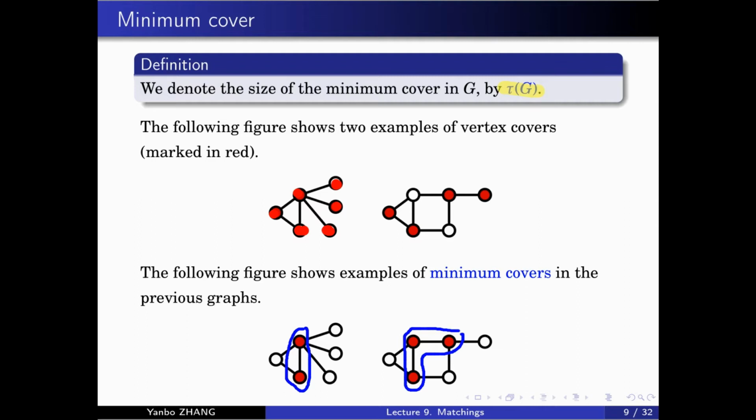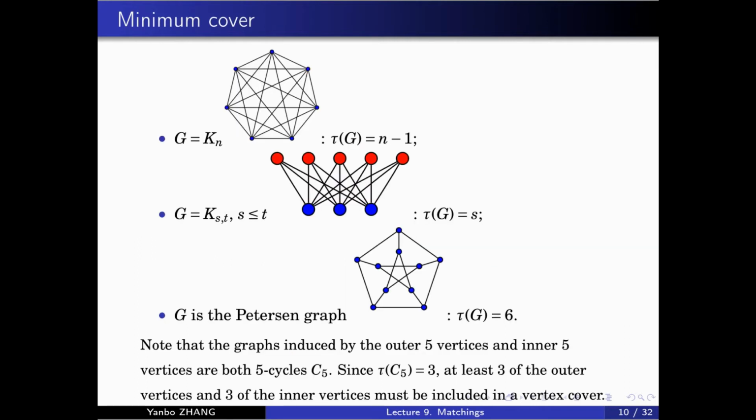Moreover, we cannot find a cover which has 2 vertices or less. So here, the 3 red vertices form a minimum cover, and tau(G) equals 3. Now we calculate the size of a minimum cover in some special graphs.